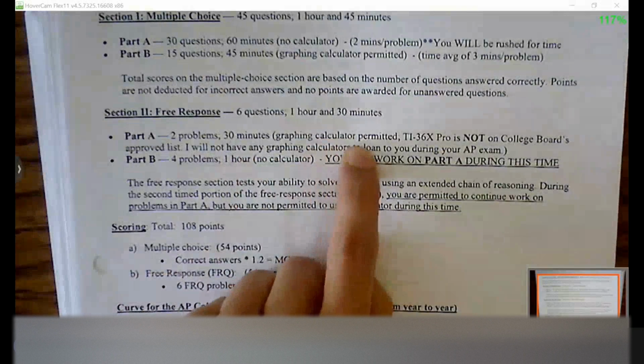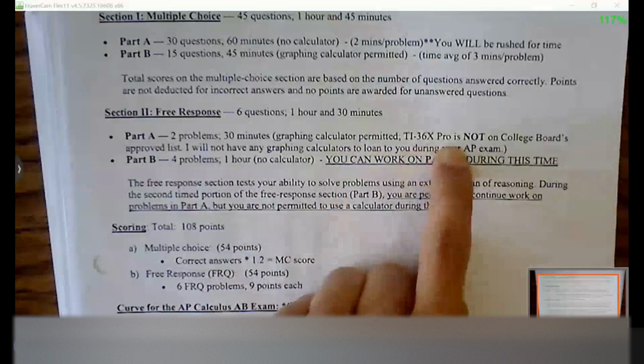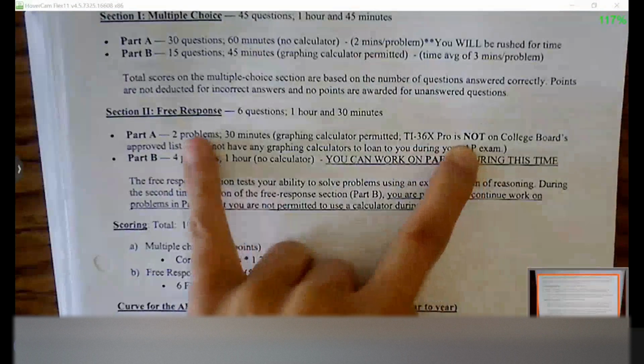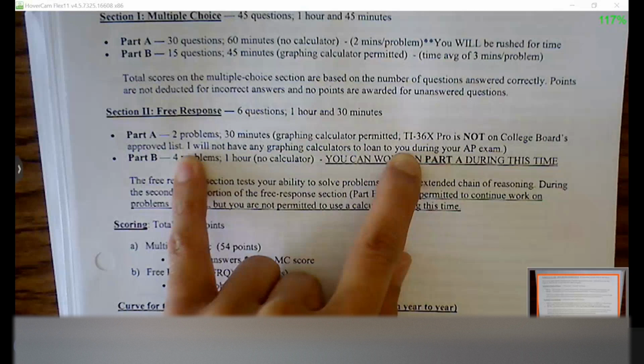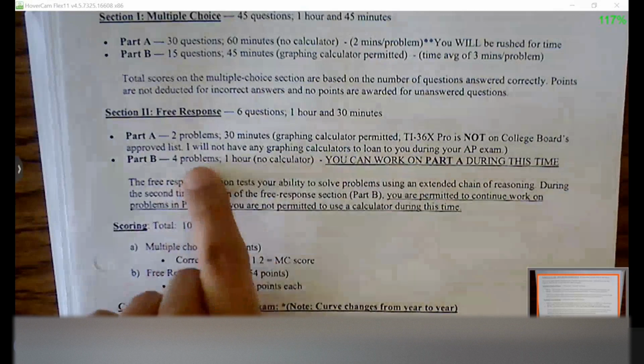Keep in mind, graphing calculators are permitted. The TI-36 Pro is not on College Board's approved list. So if you bring a 36 Pro, you're just taking that chance. So hopefully you have a graphing calculator and you can bring that to the exam.